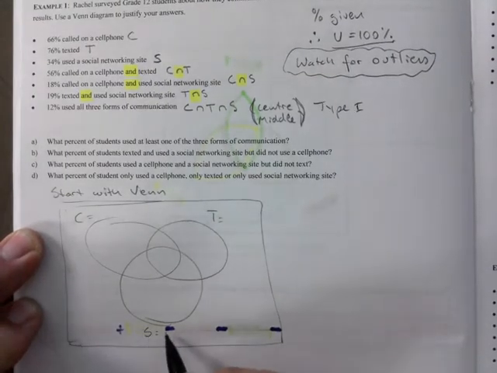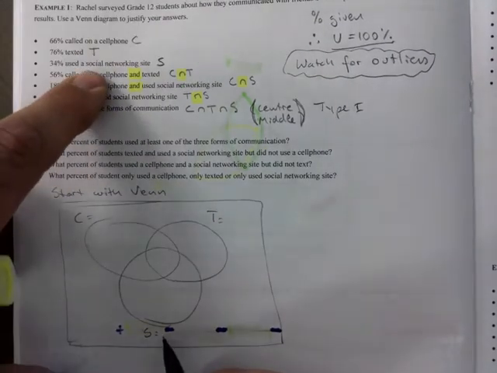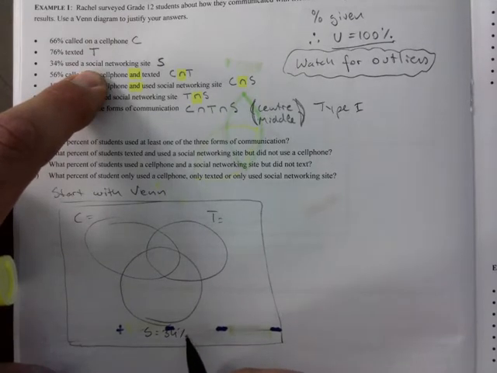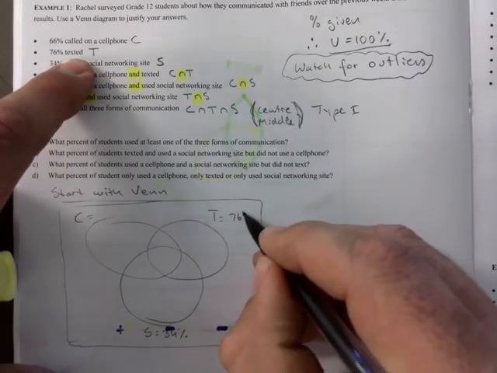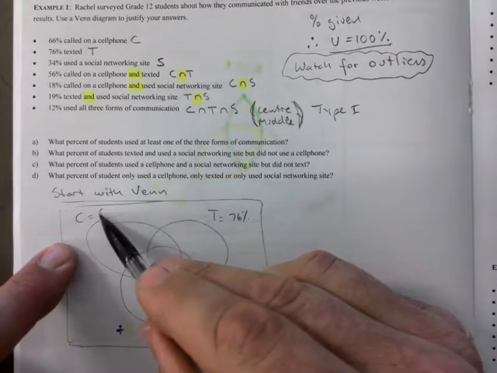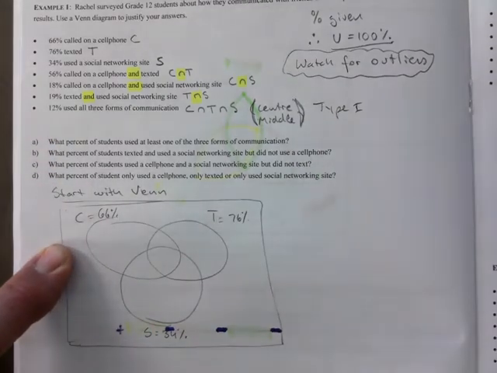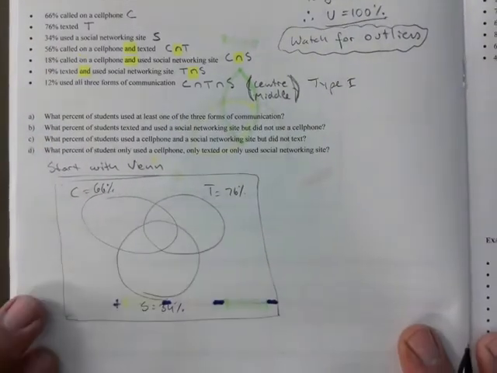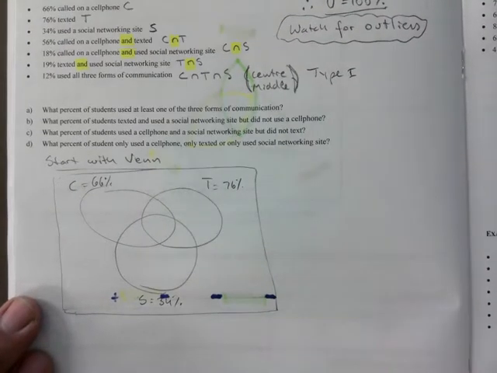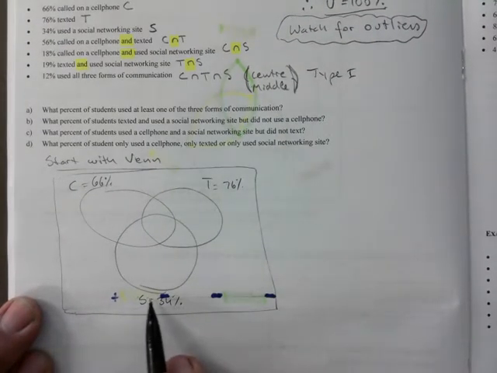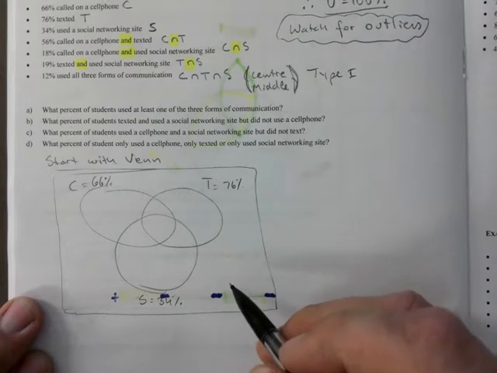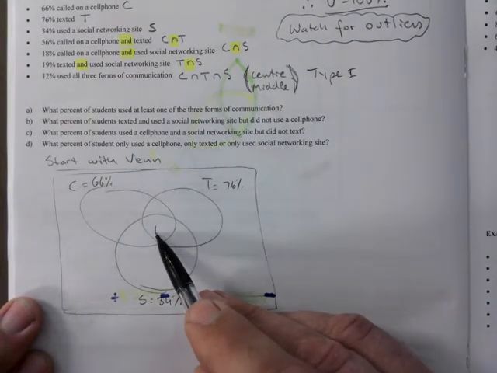This is social, so social is 34%, texting is 76%, cell phone is 66%. Okay. Sorry that it bled right through there, you can tell, right? I apologize for that. The middle is given, that's 12%.